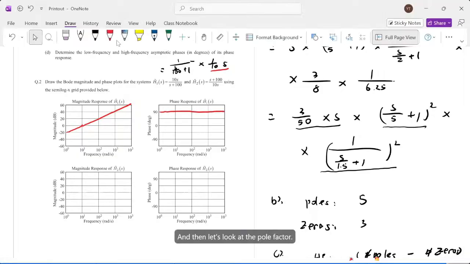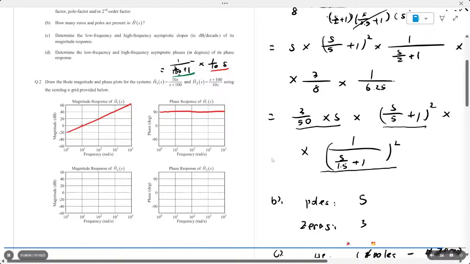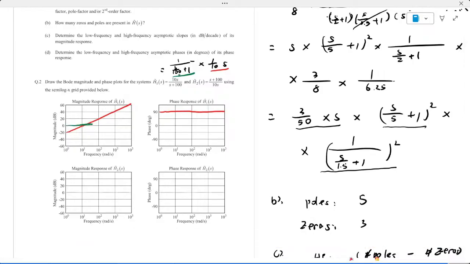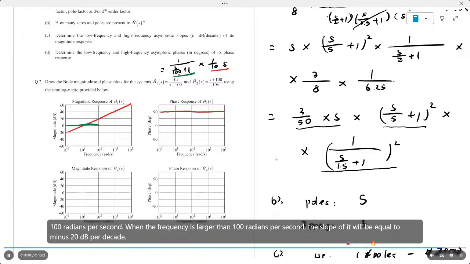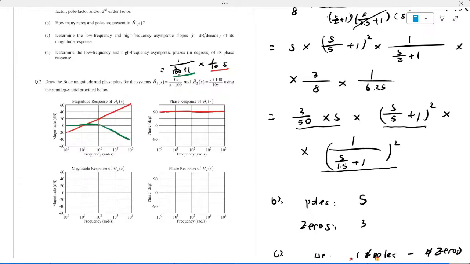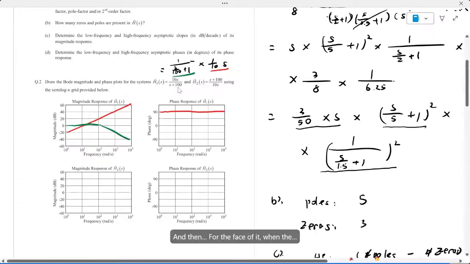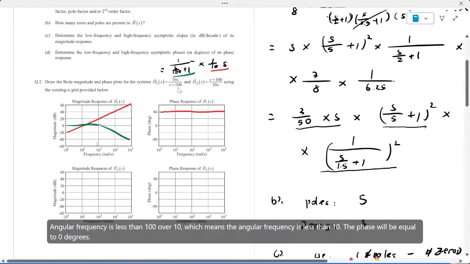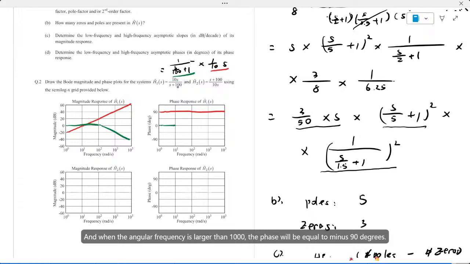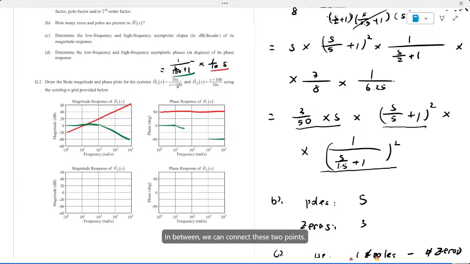And then let's look at the pole factor. For the pole factor, I use the green color. At low frequency, the magnitude of the pole factor is equal to 0 dB. And then there will be a slope change at 100 radians per second. When the frequency is larger than 100 radians per second, the slope will be equal to minus 20 dB per decade. For the phase, when the angular frequency is less than 100 over 10, which means less than 10, the phase will be equal to 0 degrees. And when the angular frequency is larger than 1000, the phase will be equal to minus 90 degrees. In between, we can connect these 2 points.